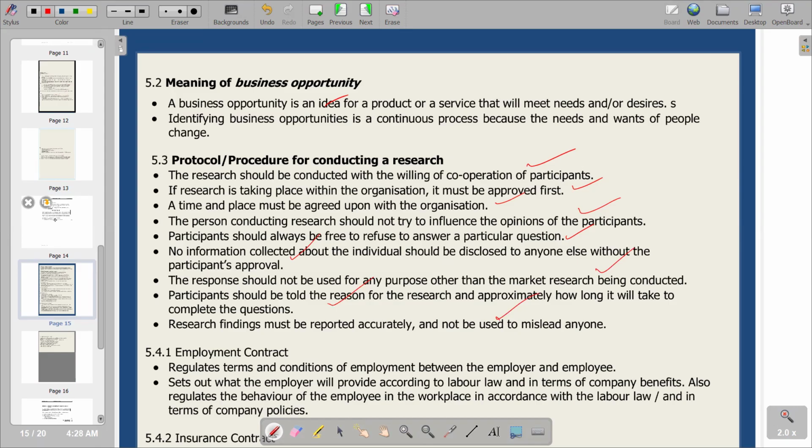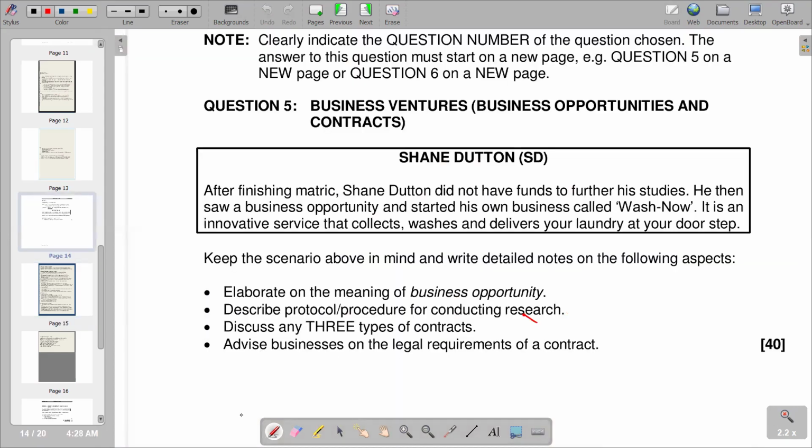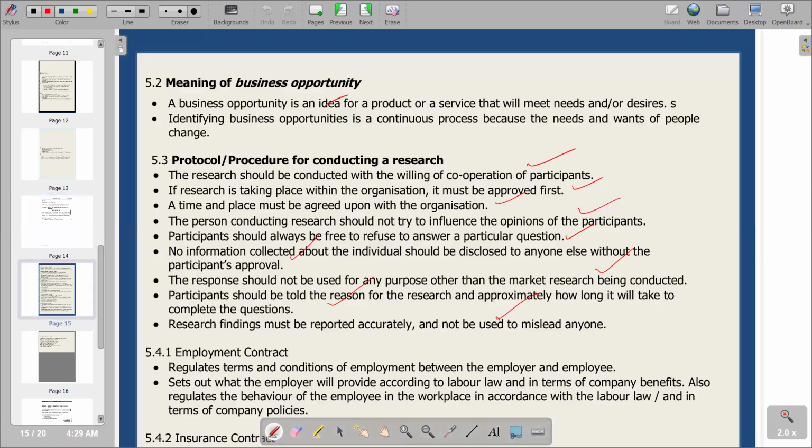So we go to the next point, which is saying discuss any three types of contracts. Types of contracts, remember, we can have an employment contract, an insurance contract, a lease agreement as a contract, and also hire purchase is regarded as a contract. The question is only three, so we can just pick any three that we can explain. We are going to start with the employment contract.